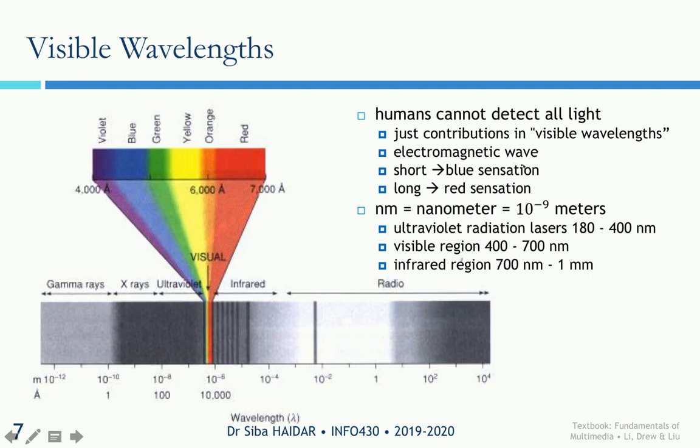which is electromagnetic wave. For the short wavelengths, we have a blue sensation, and for the long ones, we have red sensations. As I already said, the notation of a nanometer is nm, and it is the value of 10 to the power minus 9 meters. Below and above this range, we have the ultraviolet radiation, which goes from 180 to 400 nanometers, then the visible region, and after the visible region, the infrared region, which goes from 700 nanometers to 1 millimeter.